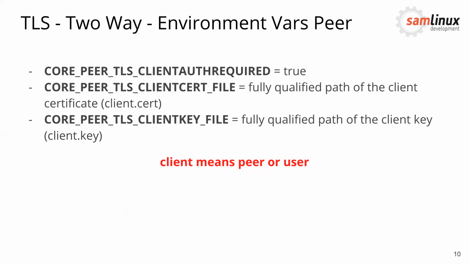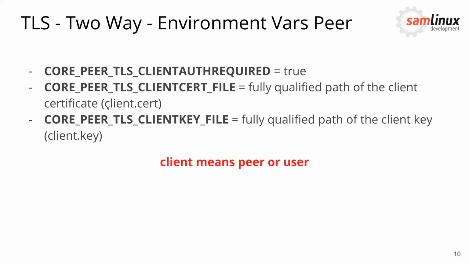Okay, so two-way. And for the two-way environment, there are 3 more environment variables. So for the peer, this CORE_PEER_TLS_CLIENTAUTHREQUIRED is true. So that's a new environment variable. And then we have 2 new files.